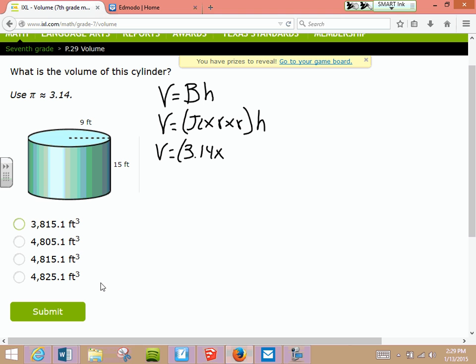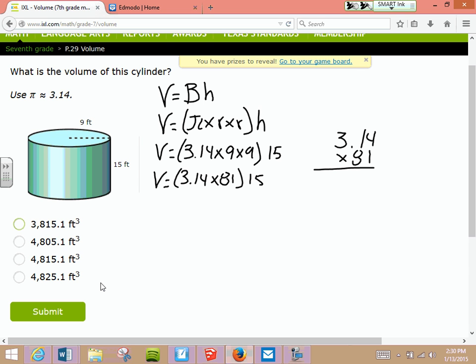3.14 times 9 times 9, right? Times 15. So that would be 3.14 times 81 times 15. Here's another trick, guys. For those of you who struggle with decimals, if only one number has a decimal, then just drop it all the way down, as long as you're keeping everything aligned. Here's what I'm talking about.